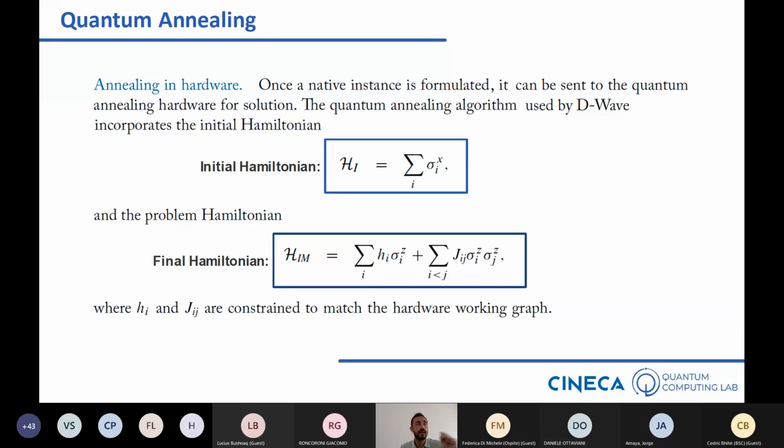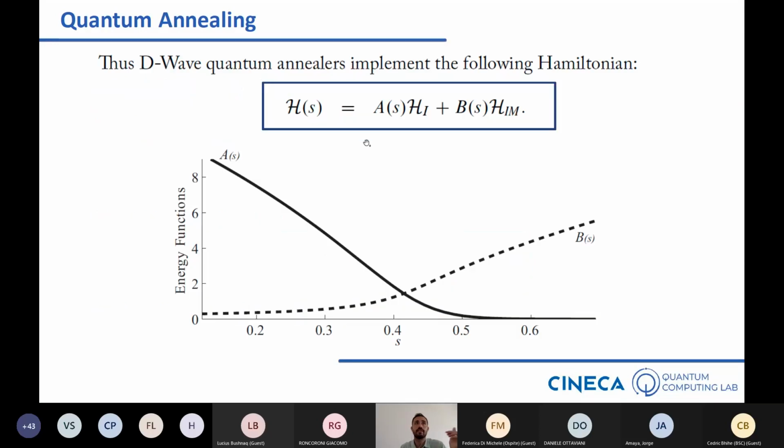And then the annealing process works like this. It's a combination of these two Hamiltonians, modulated by these two terms A and B. At first, as you can see, the dominant term is the initial Hamiltonian, which is also called the tunneling Hamiltonian, which tends to put everything in superposition. And then gradually A is decreased, and B is increased, which is associated to the problem Hamiltonian.